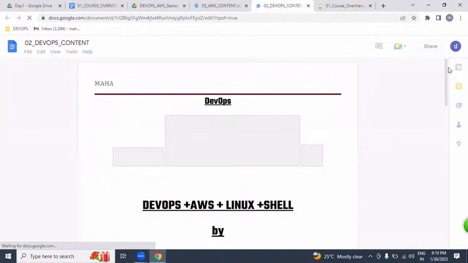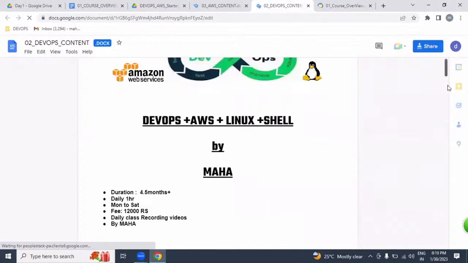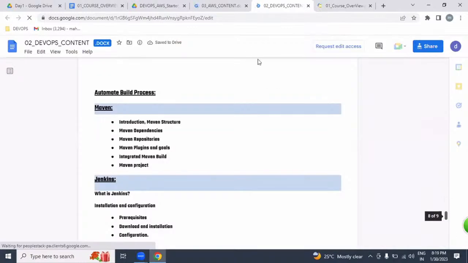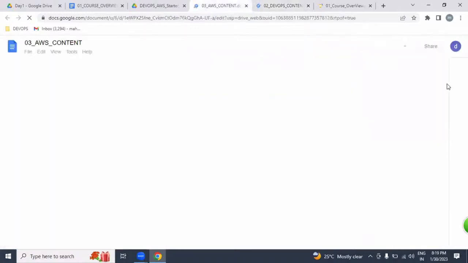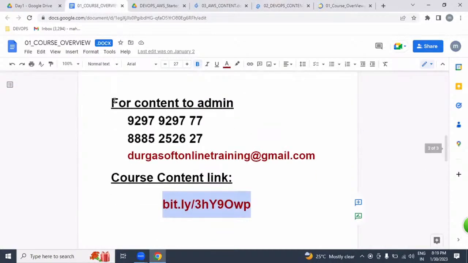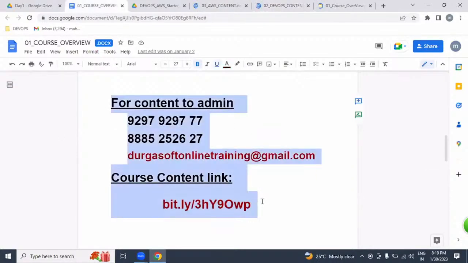So the total is 20 pages of DevOps content and 10 pages of AWS content. Please go through that, either offline or online students. I'm going to share this information in the chat box. Offline students, I will share by the end of the session. As of right now, I'm going to copy paste it in the chat box. Each and every student, please get it from here. Online students, offline students, I will share by the end of the session. Don't worry.